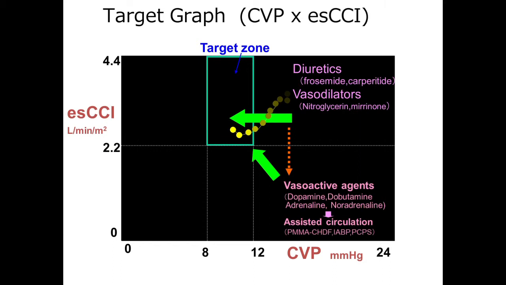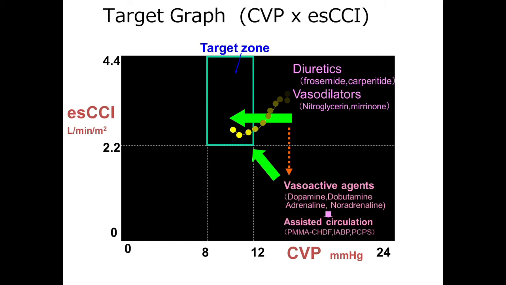And after that, if the patient condition goes down to the lower right corner, which means the heart is not working and fluid is too much, in this case we have to think about a vasoactive agent, which is a different medication. If the patient condition is very bad, we can think about assisted circulation.